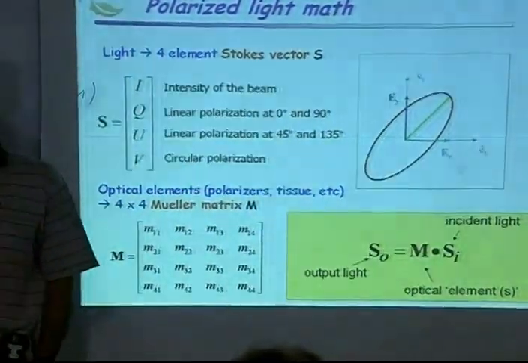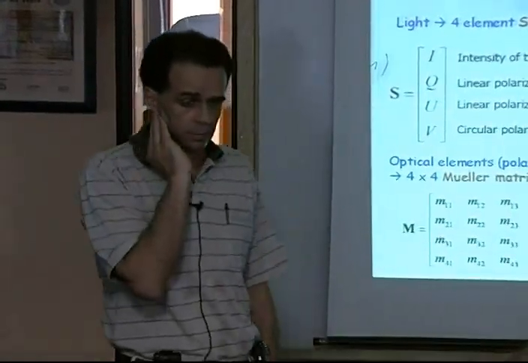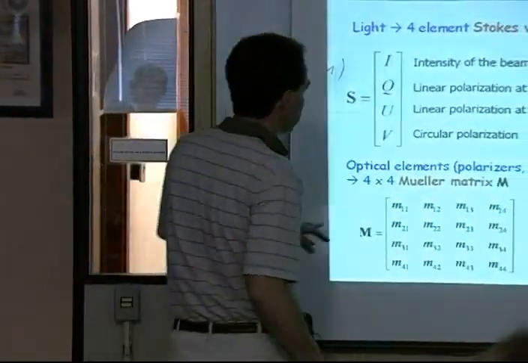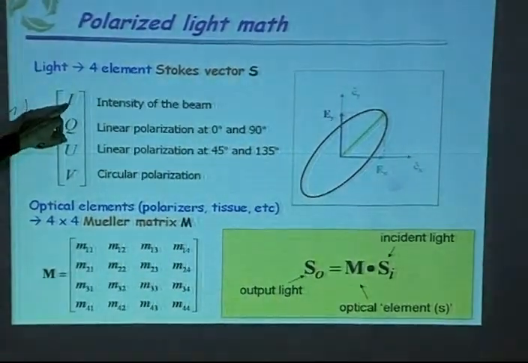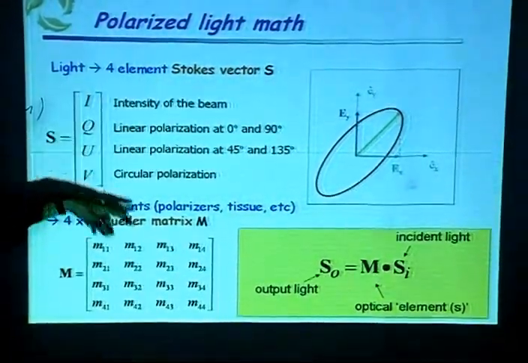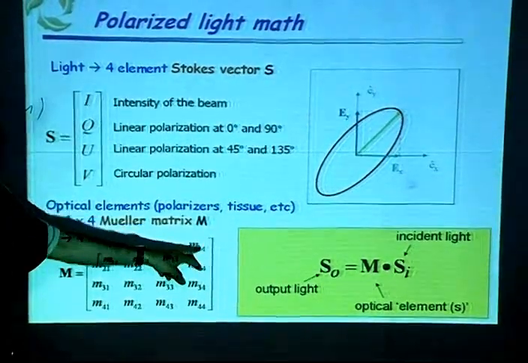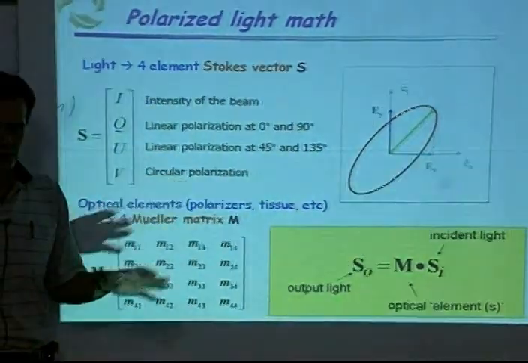Only an absorber? Sorry? A medium that just absorbs light. Yeah, so that's going to manifest itself in certain entries here that will decrease the output intensity. So the I will go down very significantly because you would have real parts as opposed to imaginary parts here, so the light would be absorbed. So that's easy to handle.